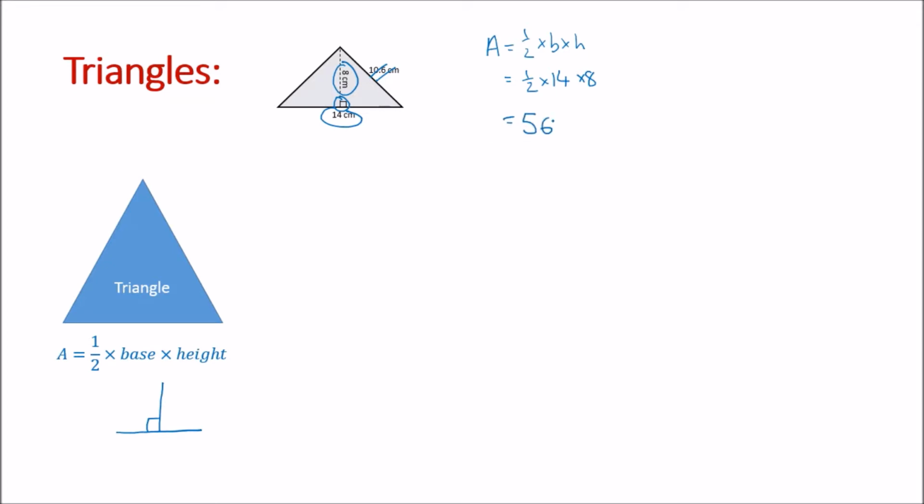Right, 56 what? So we were using centimeters back up here, and because we're talking about area and because we multiplied 2 different dimensions, we've really done centimeters times centimeters, which means our units are now in centimeters squared.